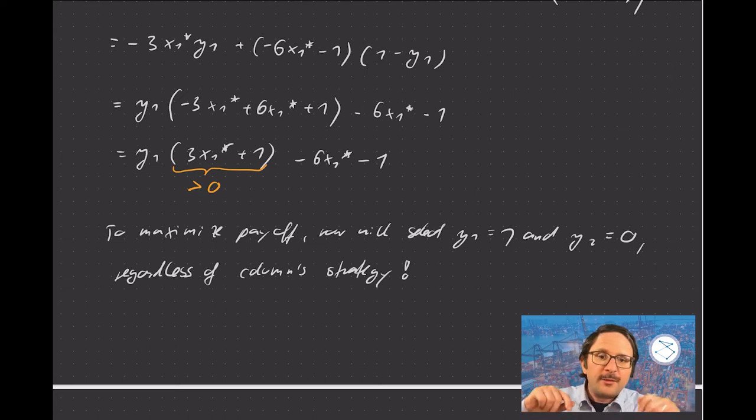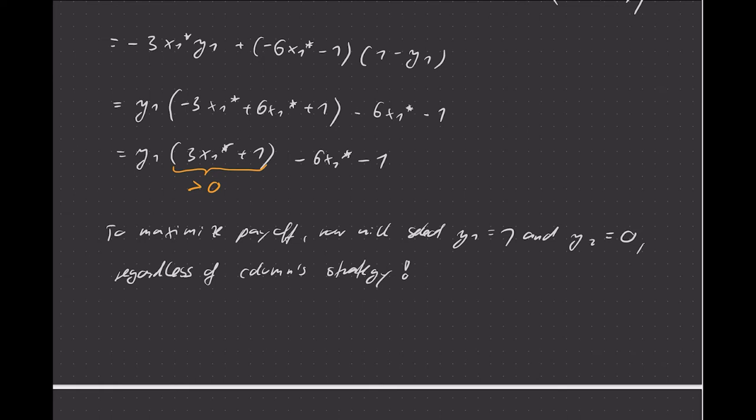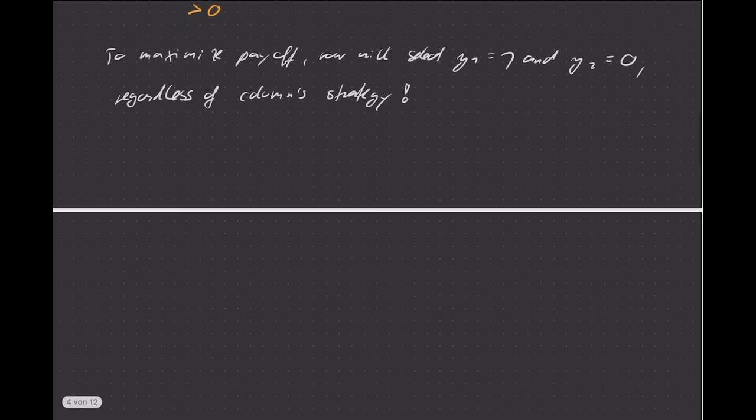And of course, column can do the very same analysis. So column would say, well, if I choose a strategy of x1 star, x2 star, then what will Row think? Well, Row will think exactly this, and Row will come to the conclusion that he'll choose 1, 0 as his strategy. So if Row chooses 1, 0 as his strategy, how am I going to react to that? So that's what column is going through now.